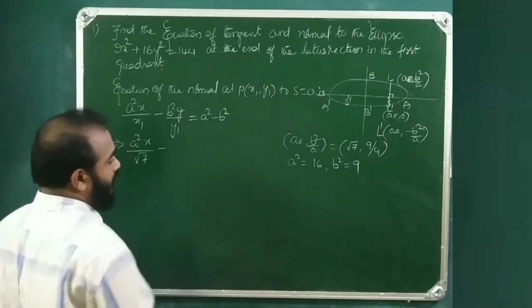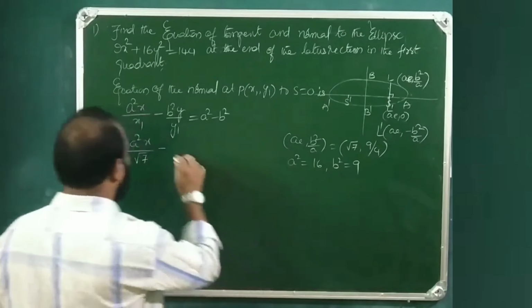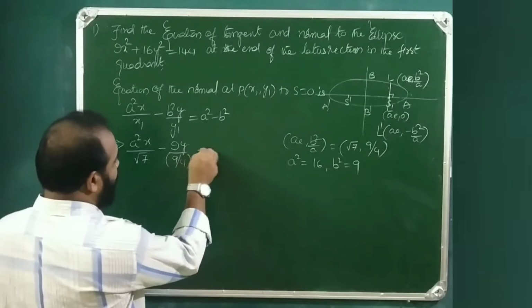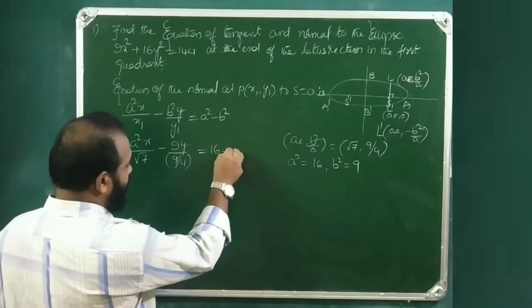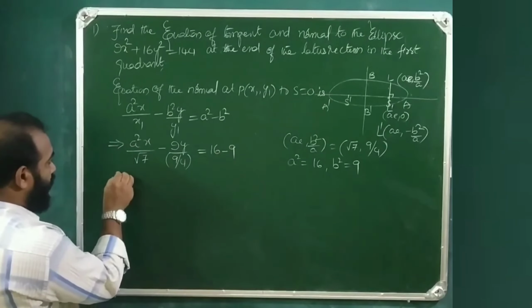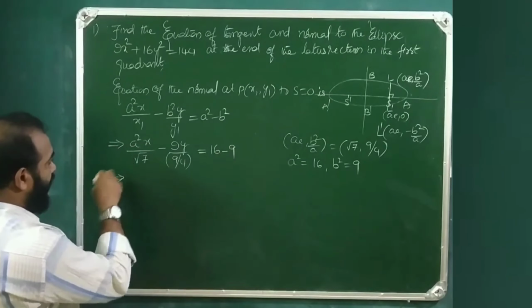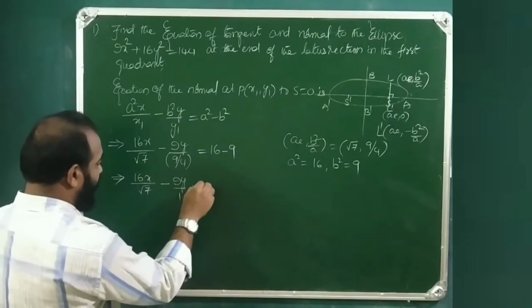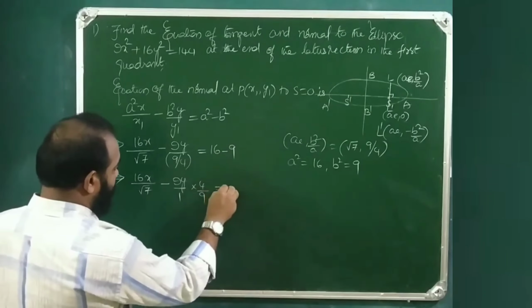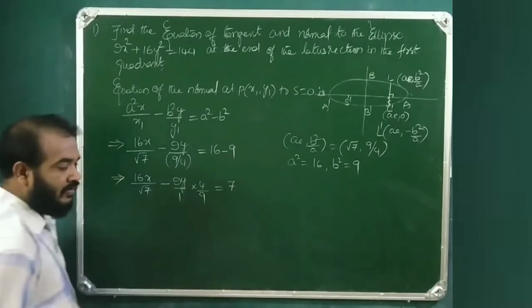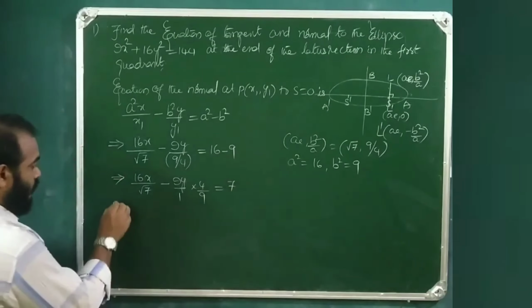Minus b square y, b square is 9, y by y1 is 9 by 4, equals a square minus b square, 16 minus 9. So a square is 16x, so this is 16x by root 7 minus 9y by 9 by 4, that is into 4 by 9, equals 16 minus 9, which is 7. So this is equals, the 9 gets cancelled.